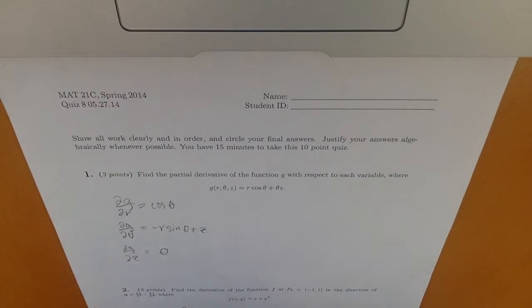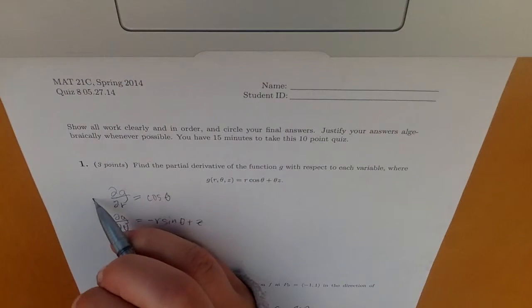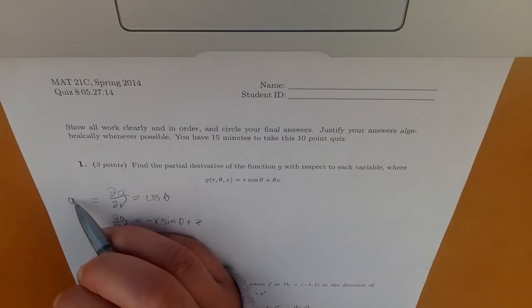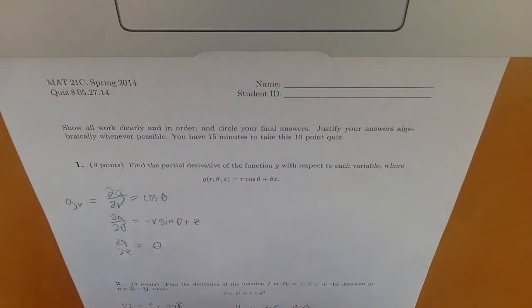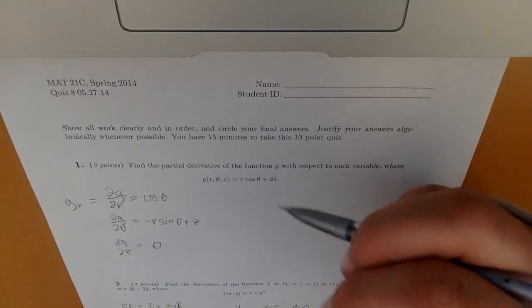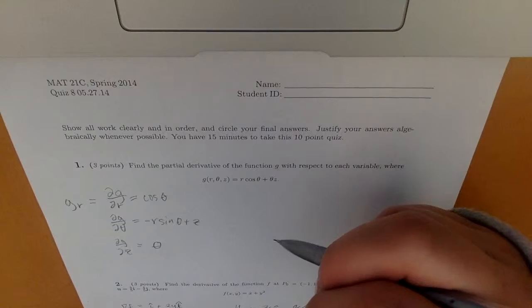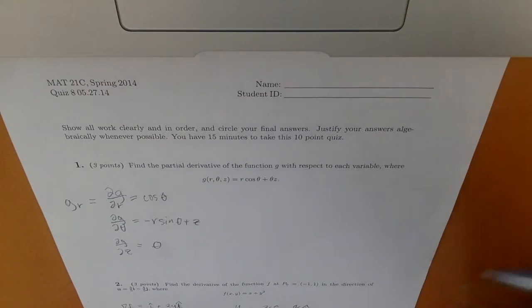Now the partial of g with respect to r, which you may have seen written as g sub r, is just going to be, we take the derivative of r, keeping theta and z constant. So now theta, any function of theta, z, any function of z, those are all just numbers. They're constant numbers. So we take derivatives of them as we do derivatives of constants.